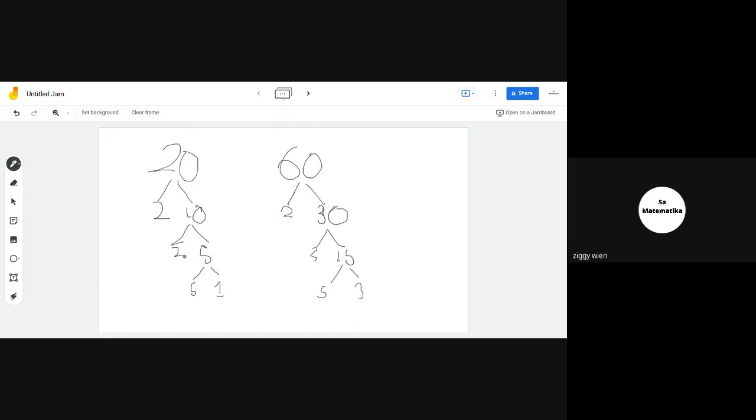Why can we not divide it by 3? Because if I divide by 3 here, it would be 5. But if I divide the 3 here, we can't get anything from here because 5 cannot be divided by 3.